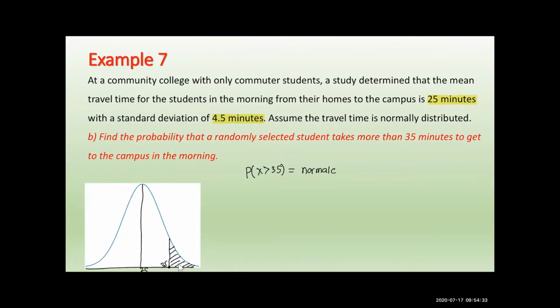Normal CDF. The lower limit for the area is 35. Upper limit for the area should be E99. Mean should be 25. Standard deviation is 4.5. So we are going to type this in our calculator.